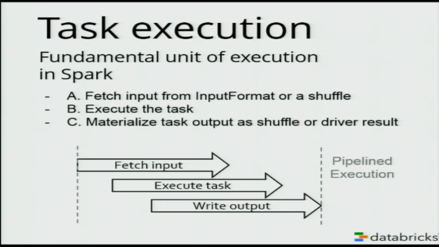It executes the task, and then it writes the output, which could be, again, intermediate shuffle output, or it could be writing something back to the driver, or maybe you're saving a file to HDFS. But this is totally pipelined in Spark. So for example, if you have a lot of input data to fetch, Spark will start processing the input data before it's finished fetching it, and will do likewise for the output data.